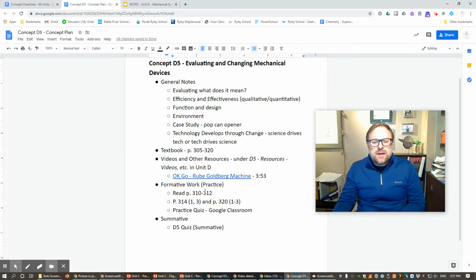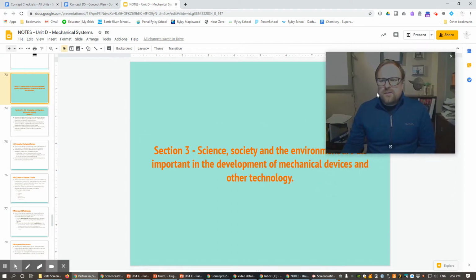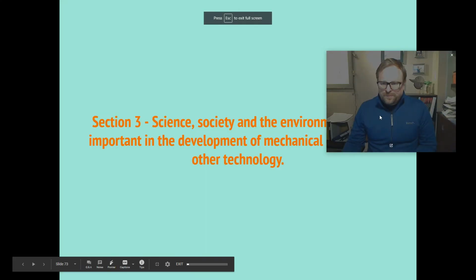You'll have a couple of practice questions out of the textbook, no worksheet on this concept. And then you'll do your practice quiz as usual, wait for feedback, and jump into the exam. So that is where we are at right now for D5. So let's jump in and have a look at how we can evaluate mechanical devices.